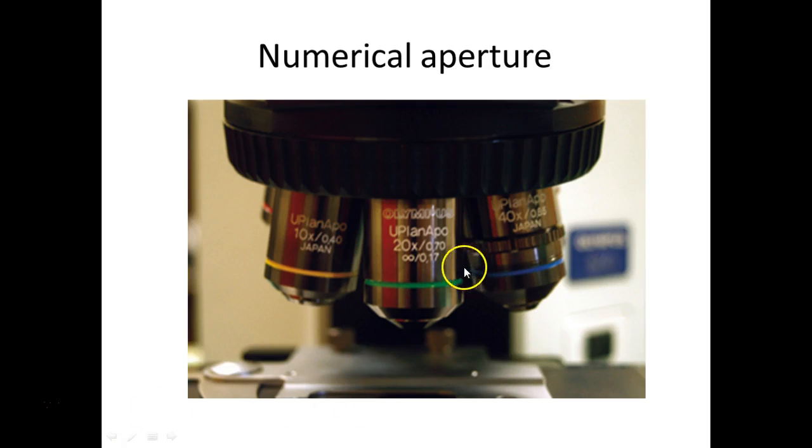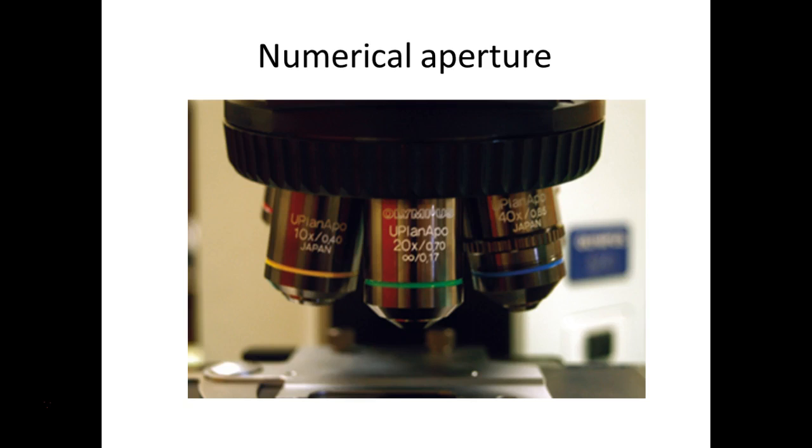But then, how can we see these as separate things, and how is it that we can see bacteria as separate? It has to do with the numerical aperture of these lenses, and that is the second number. After the slash, the decimal number: here 0.4, for this one 0.7, for this one I think it's 0.85. That number is the numerical aperture.